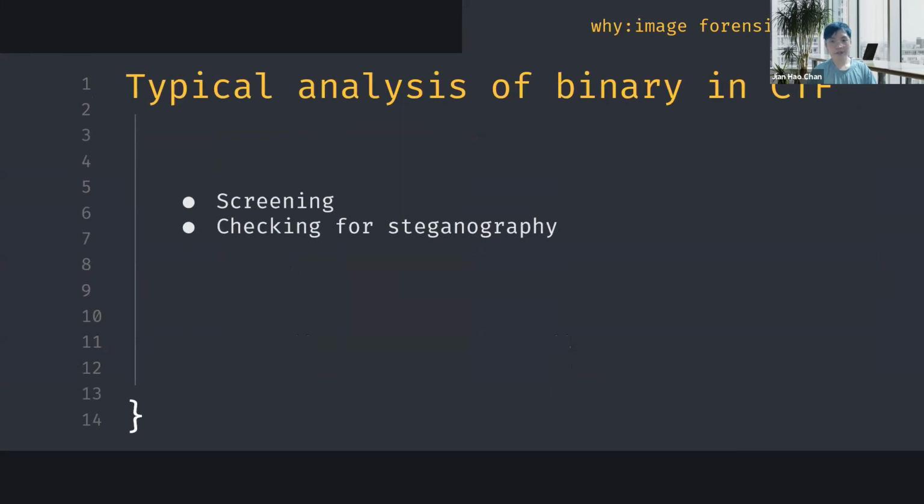So usually when we download a binary image file, we will want to screen the file first for low-hanging fruits. And we can do so by screening the file through various tools. Then if we cannot find the information by screening, we will spend more time diving into analyzing the image.